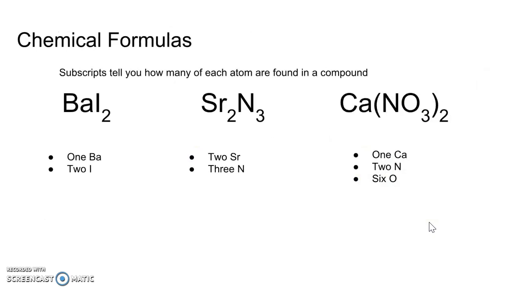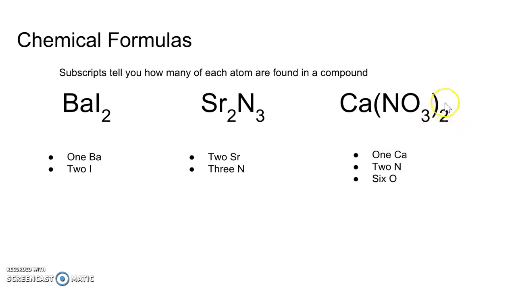For the chemical formulas, this is new. We haven't talked about this before, but I will tell you this. The easiest thing, subscripts tell you how many of each atom are found in a compound. So if I'm looking at barium iodide, and I'll talk more about that IDE ending, there's 1 barium and 2 iodines. That's it. If I'm talking about strontium nitride, 2 strontiums, 3 nitrogens. Again, we'll talk about that IDE ending in a second. This last one right here is calcium nitrate.